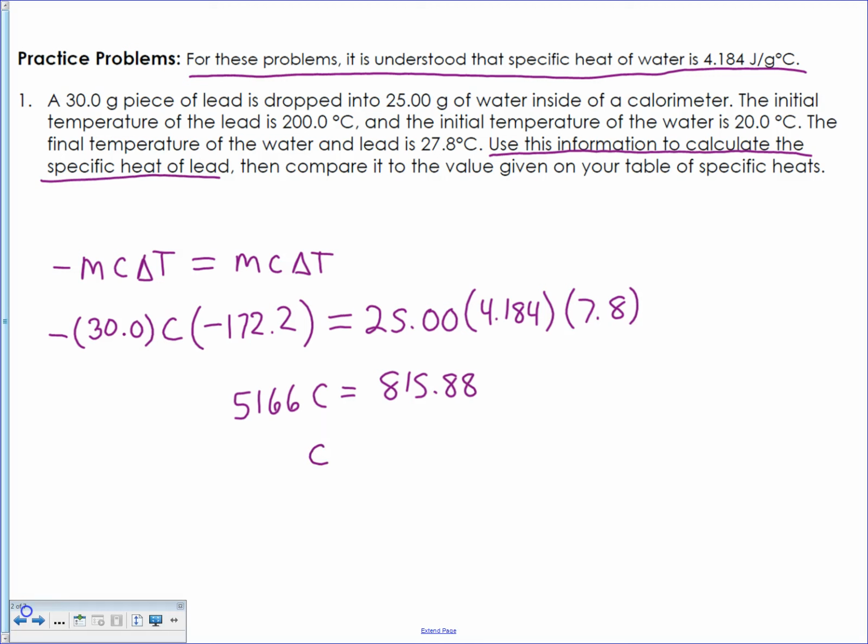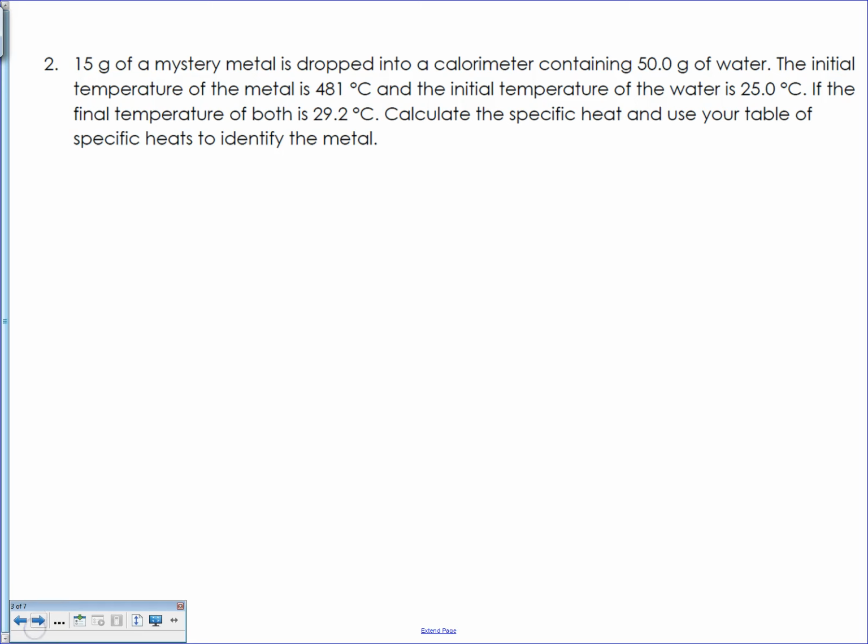So here at our final answer, we divide both sides by 5,166, and I get C equals 0.16 joules per gram degree Celsius. Now, it says to compare this to the value for lead on your table of specific heats. You should see that the value for lead is 0.158 joules per gram degree Celsius. So this is pretty close. It looks like we've done a good job here.